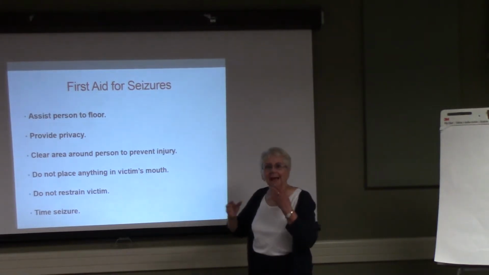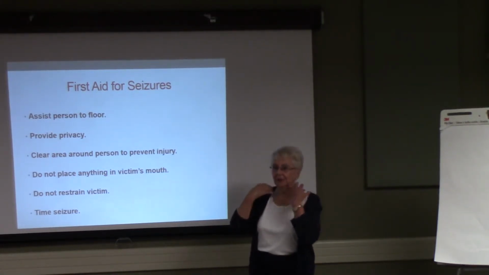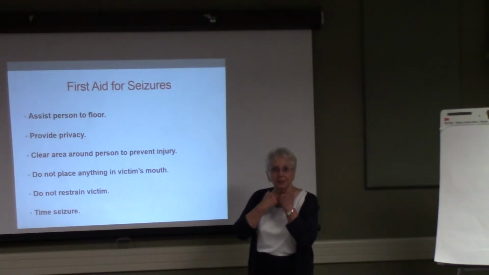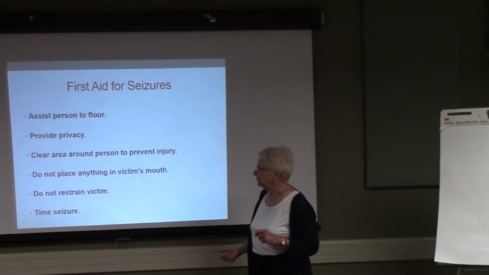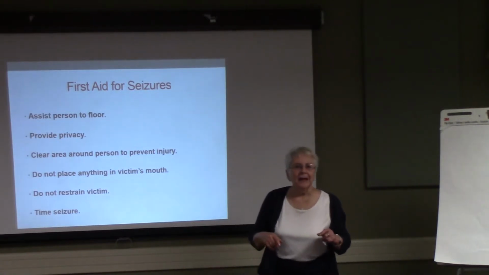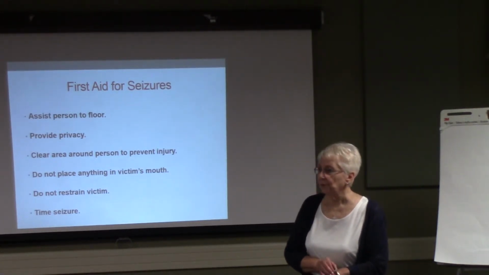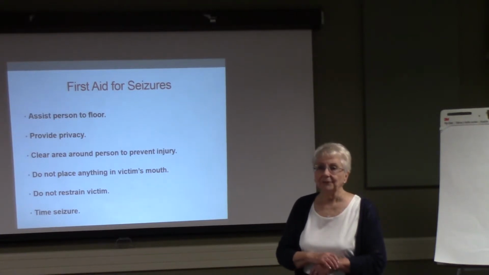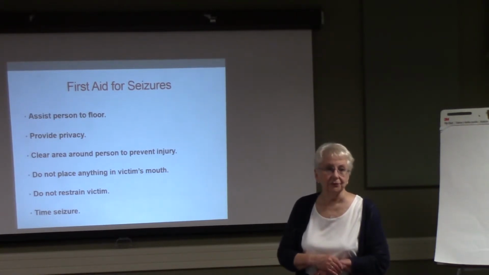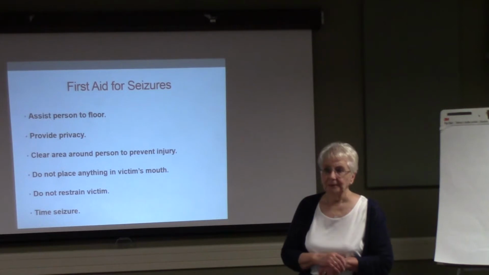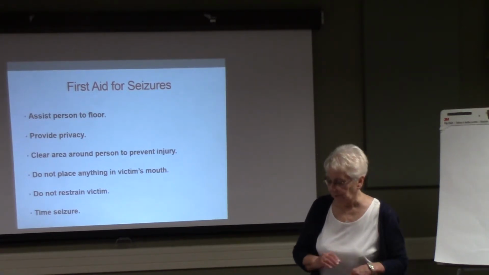Now what can happen is it can relax if they're laying on their back and block their airway. In that case, you're going to put them on their side. Don't restrain them and time the seizure. As I mentioned, if it goes over 5 minutes, even if they've had frequent seizures, you need to call a squad. They need to be at the hospital.